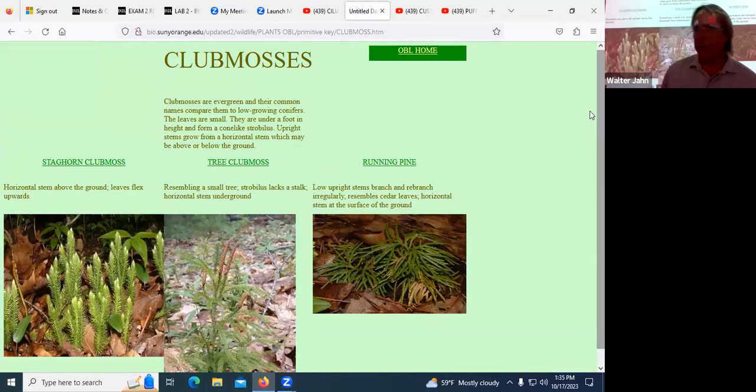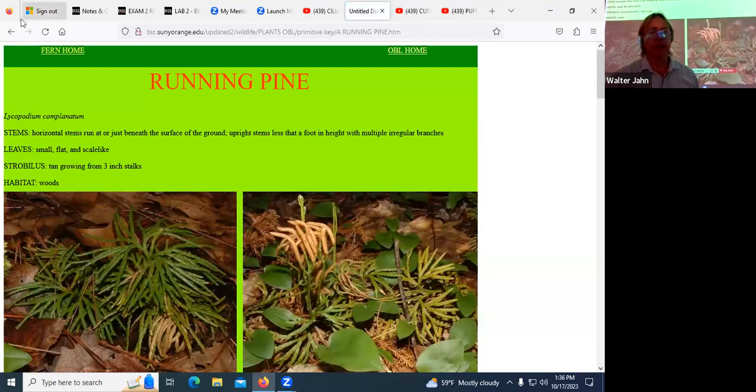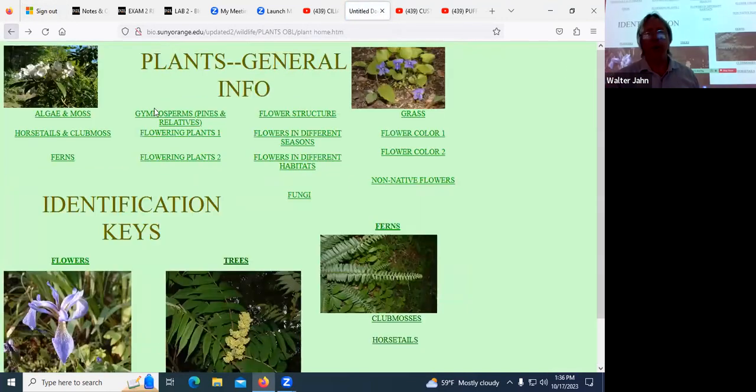If you were to look, oh, here's this other type of thing. It stays evergreen. I think that was one of those lycopods, one of those club mosses that we talked about. Which one might it be? Well, luckily, in our area, there are three. All right, so you're just asking your question: is there a horizontal stem above the ground? The leaves flex upwards. Does it resemble a small tree? Does it rebranch irregularly, resembling the leaves of a cedar plant? So you could go between one of those. All right, so far that's easy enough.